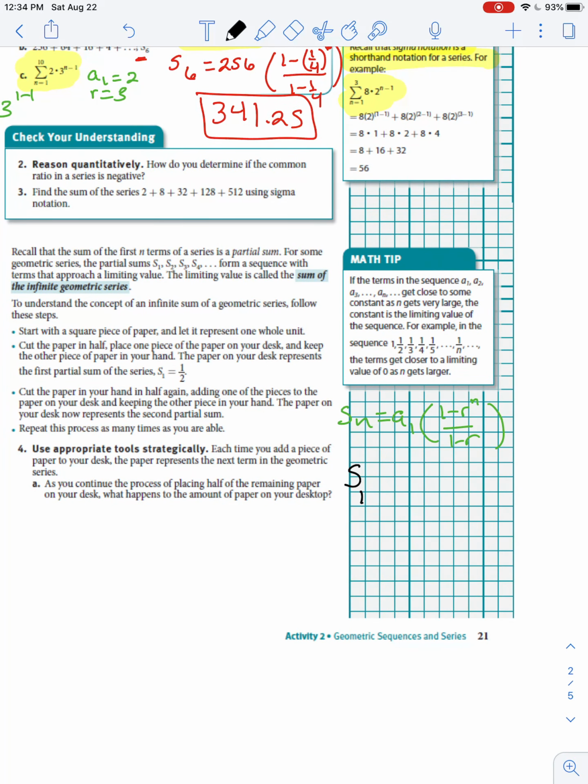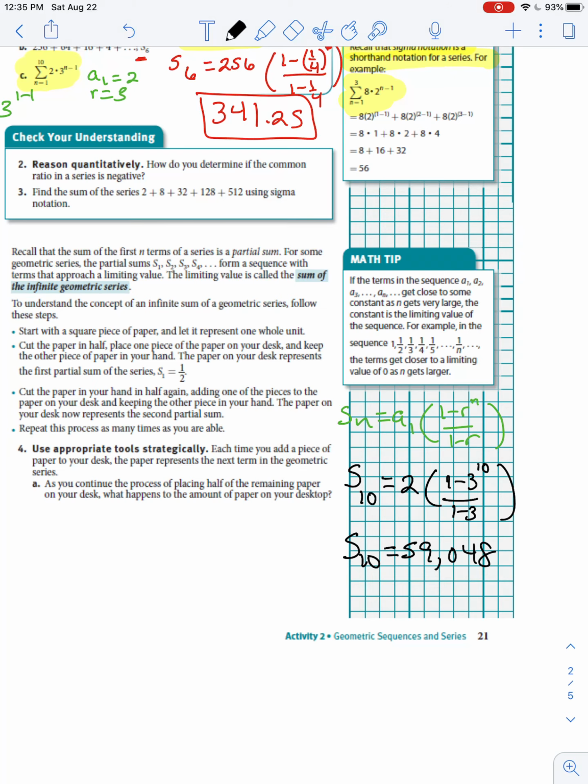So S sub 10, we want to know the sum of the first 10 numbers. A sub 1 is going to be 2, and our ratio is 3. So 1 minus 3 to the 10th over 1 minus 3. Okay. So again, order of operations, you have to do 3 to the 10th, 1 minus 3 to the 10th, divide by negative 2, which would be 1 minus 3, then times 2 in the end. So the sum of the first 10 terms, if you calculate correctly, is actually pretty big. It is 59,048.